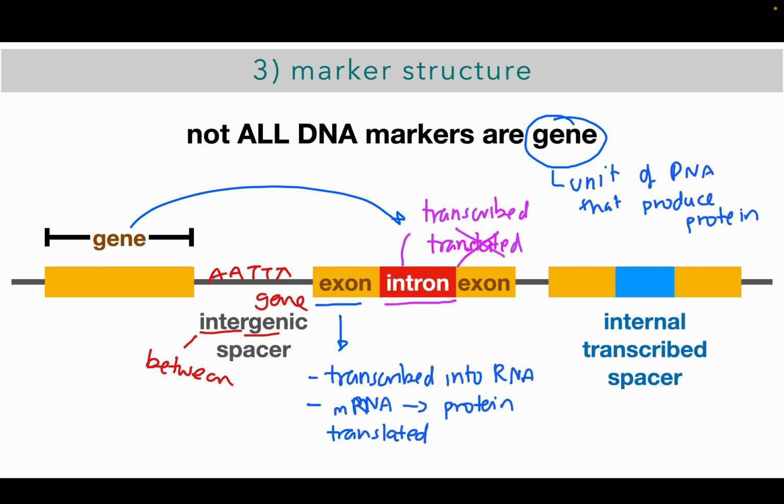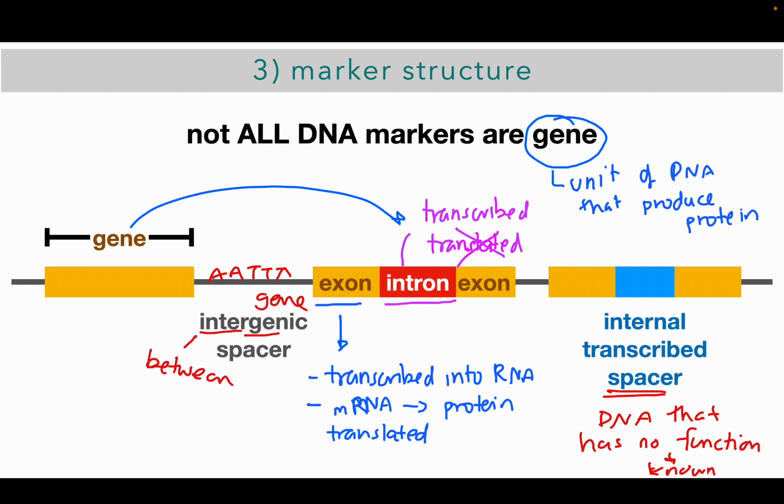And then we have the internal transcribed spacer. When you hear the word spacer, it's just DNA that has, I'm reluctant to say this, no known function. We don't know what they do, they're just there. No known function. They might have some function, but I don't know, they're just right there. So in each marker, we can have exon, intron, intergenic spacer, and internal transcribed spacer. We can have all of this in the same marker.